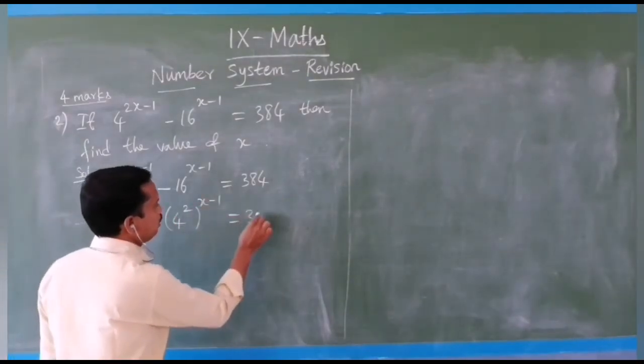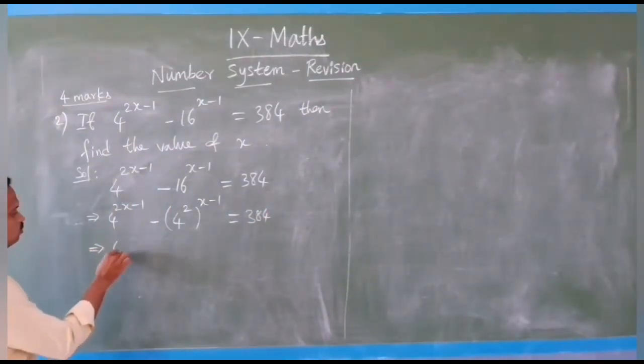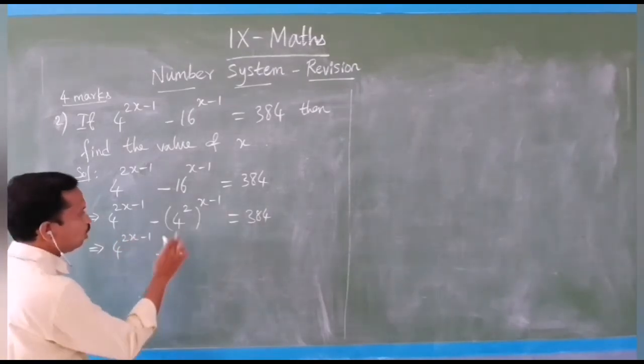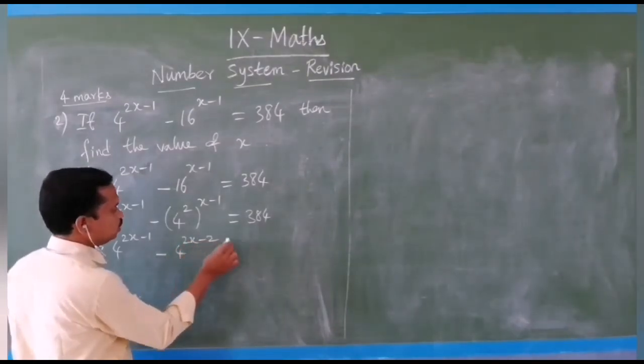This is equal to 384. And here in the next step, this is 4 power 2x minus 1, and this becomes 4 to the power 2 into x minus 1, so 2x minus 2.